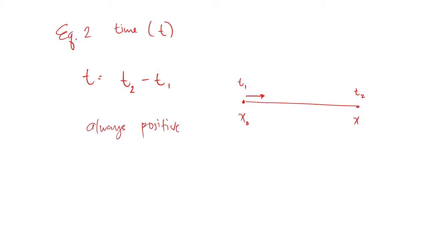So, if your motion is reversed, say you started at your final position, x, the finish line, so to speak, and you move towards the negative direction, still you will have a positive time, because you will note this as your t1, then you will note this as your t2. So, we cannot have a negative time.